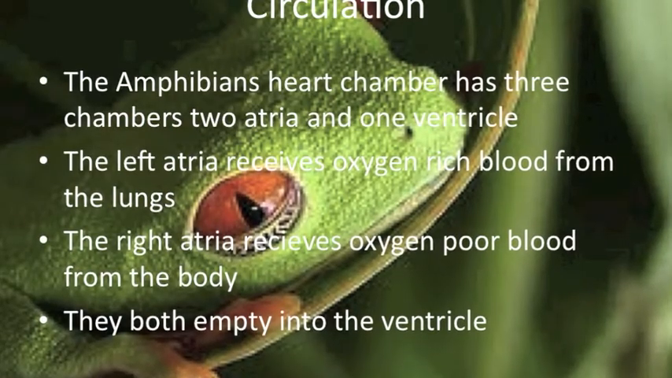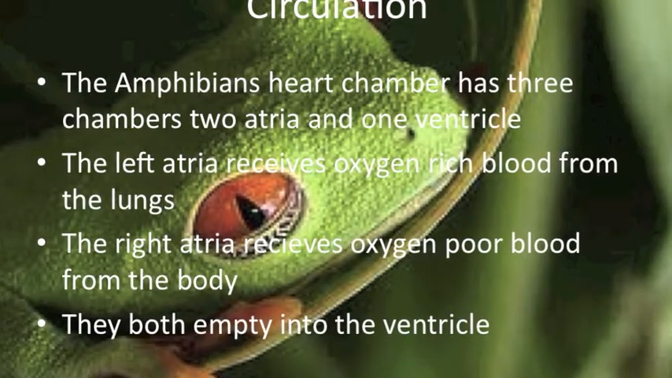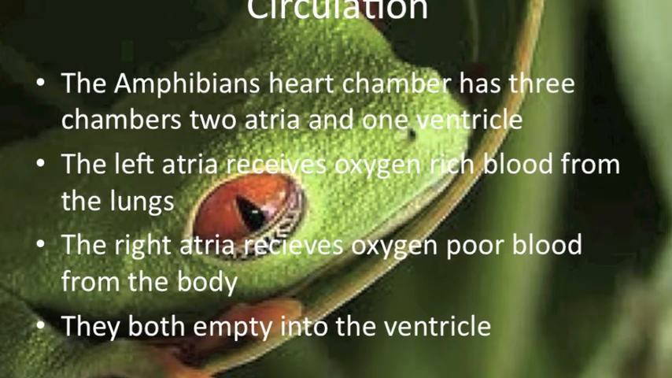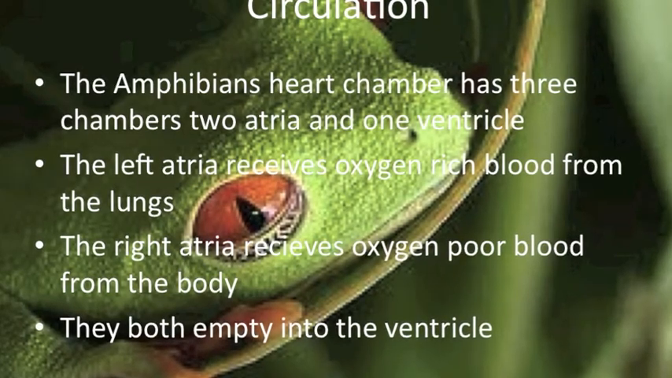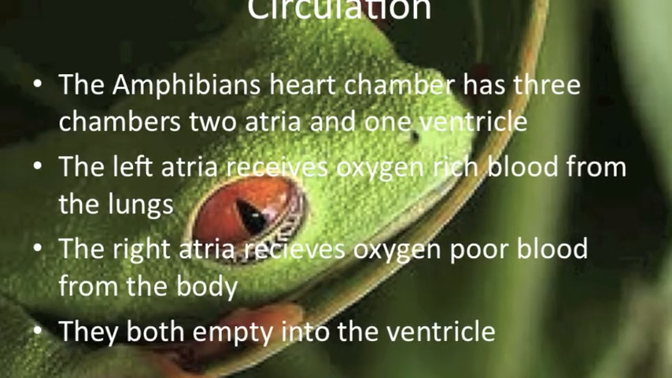Circulation. The amphibian heart has 3 chambers, 2 atria, and 1 ventricle. The left atrium receives oxygen-rich blood from the lungs. The right atrium receives oxygen-poor blood from the body. They both empty into the ventricle.